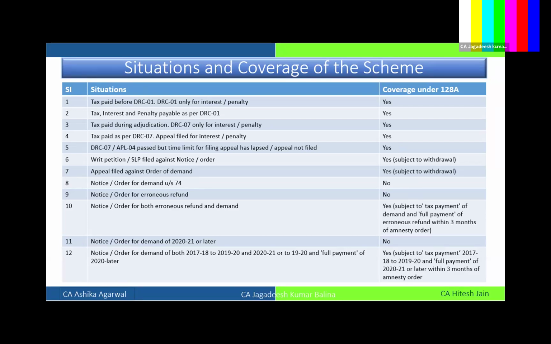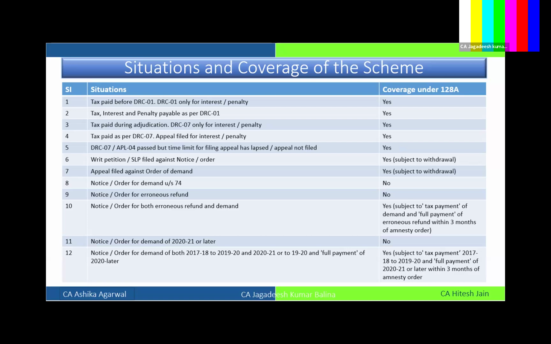So DRC 01 has issued and adjudication proceedings are going on, and the order was also passed. During the adjudication proceedings, I have paid the tax part, but I have not paid the interest and penalty. In this case also, I can opt for this scheme.